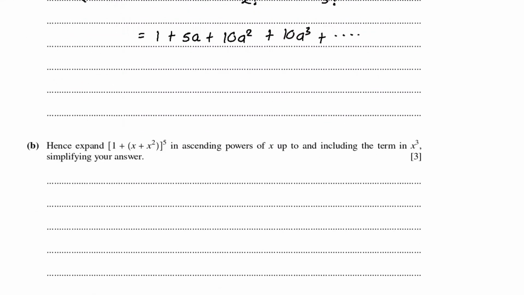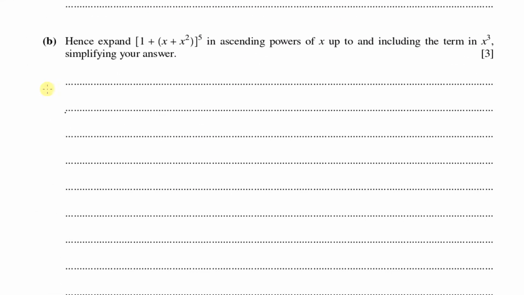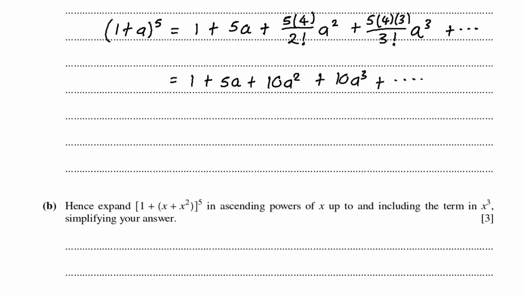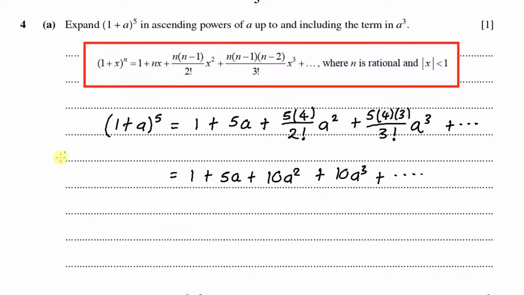Let's go on to part B. Hence expand (1 + x + x squared) to the power of 5 in ascending powers of x up to and including the term in x cubed, simplifying your answer. Okay, so here they're saying hence, which means that we're going to use what we have already come out with from part A.